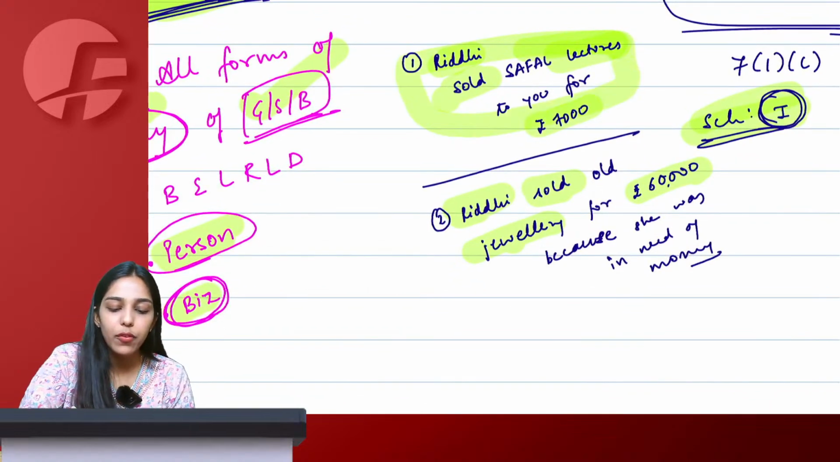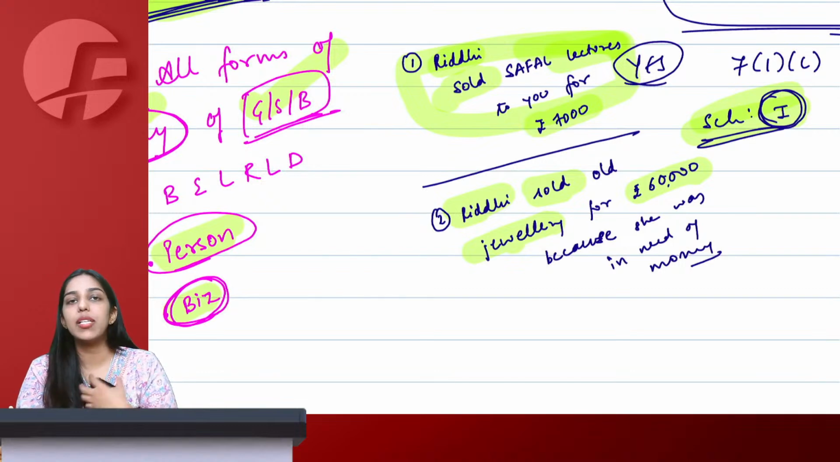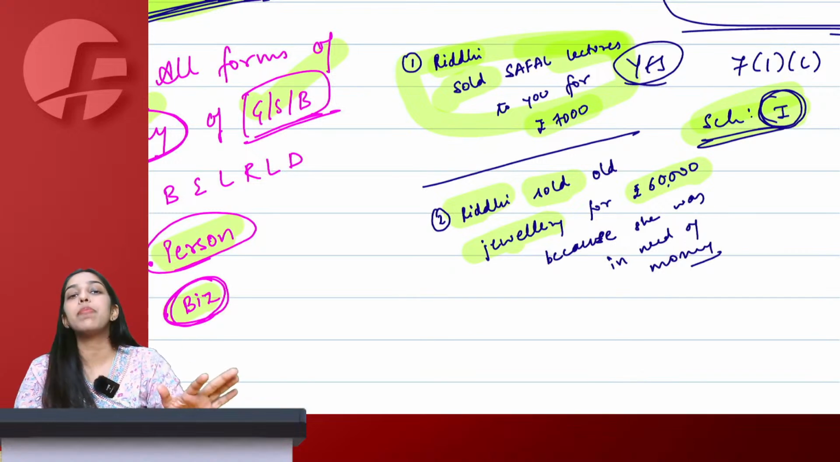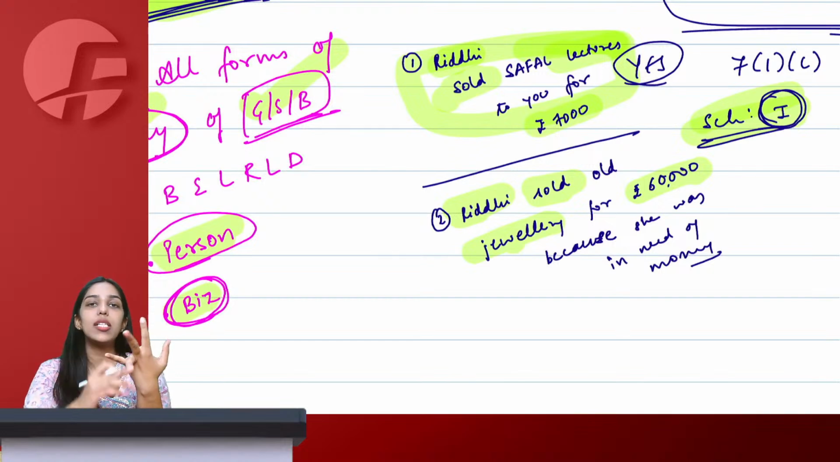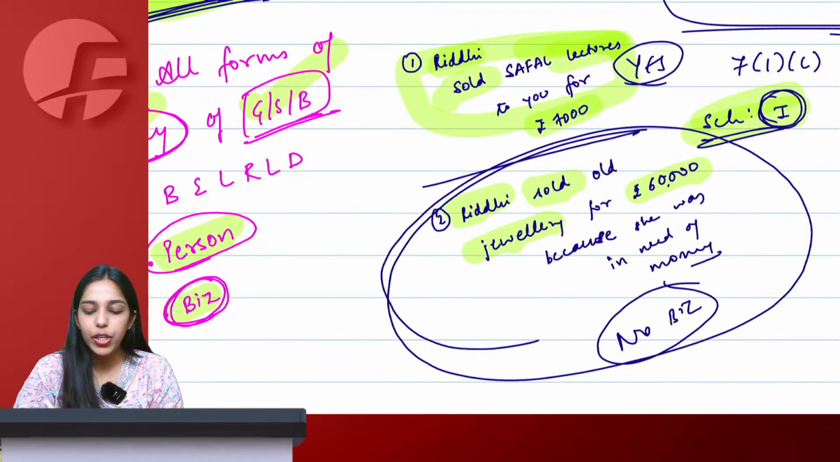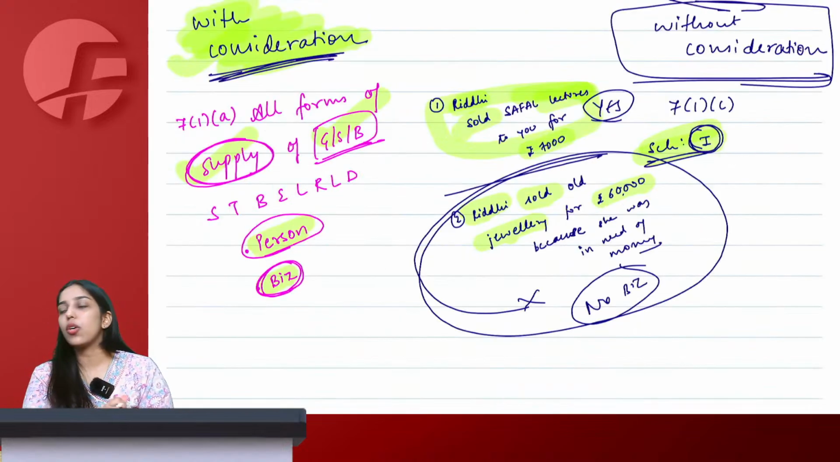Point number 1, I would say yes, it is in course furtherance of business. But point number 2, where I am selling my personal jewelry because I am in need of money, it is not my business, and therefore, irrespective of the fact that all other conditions are fulfilled, there is consideration, there is supply, there is goods or services, there is a person, but there is no business here. And therefore, point number 2 will not qualify as supply and no GST will be levied for transaction number 2. Tell me yes or no, everyone.